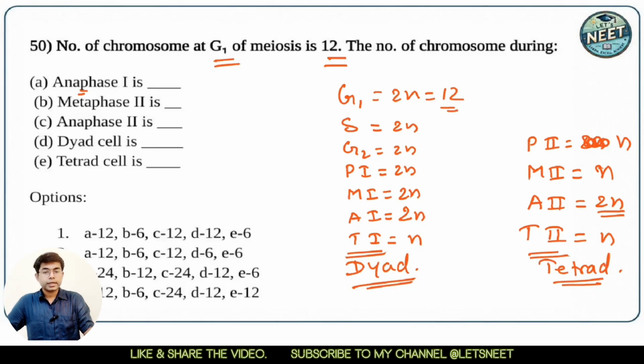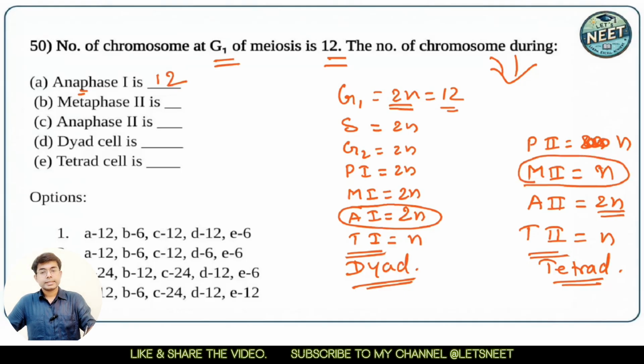Now if 2n is equal to 12, in anaphase 1 you see anaphase 1 is 2n, so it will be 12. Metaphase 2, see metaphase 2 is n, right? So it will be 6. Anaphase 2 is 2n, so it will be 12. The diad cell will have n, means 6, the tetrad cell also n, means 6, right? So 12, 6, 12, 6, 6. See which one is the answer? 12, 6, 12, 6, 6. So the second is the right answer. Again, this table is very, very important. It will help you solve all such questions.